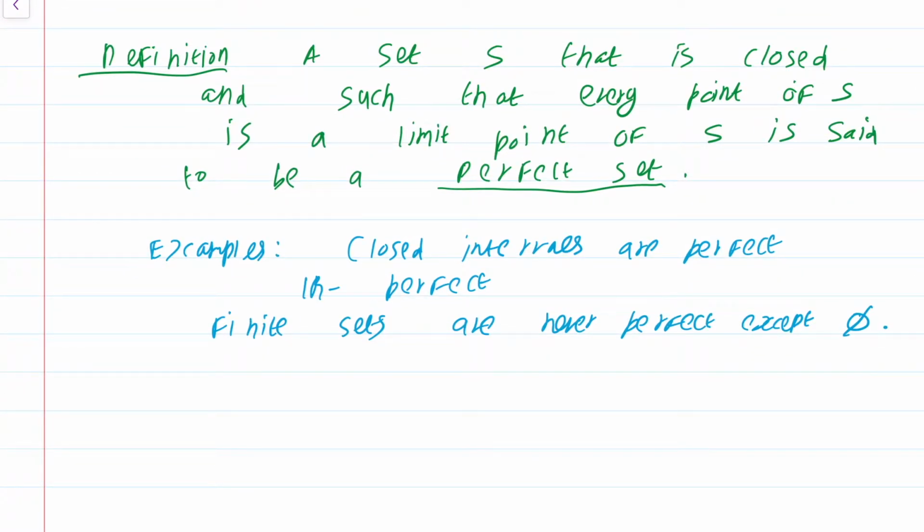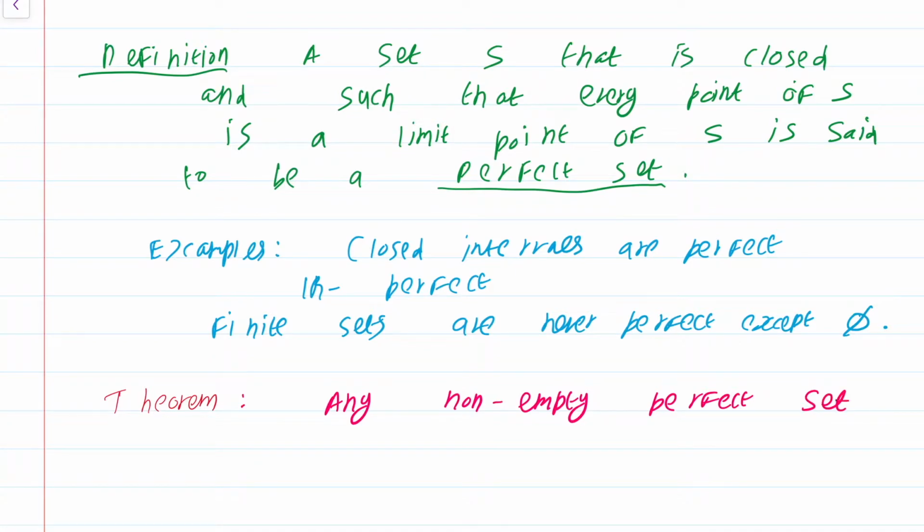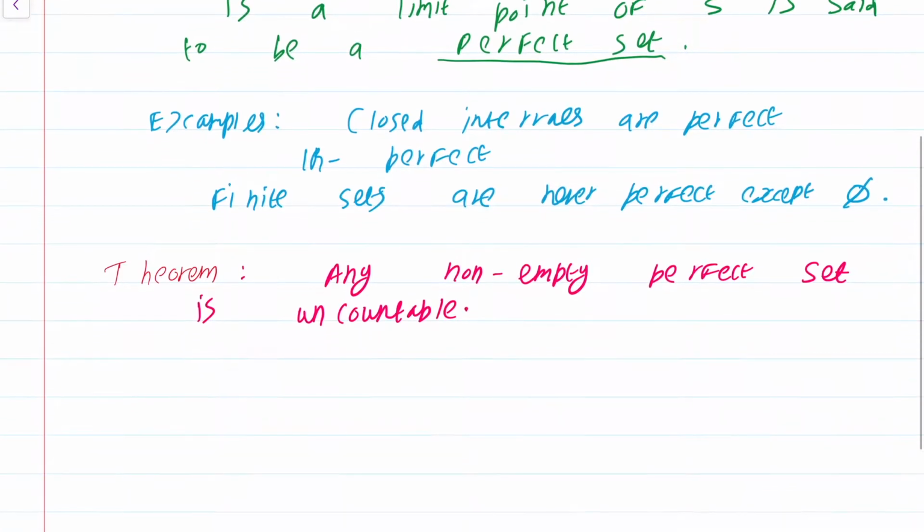Now we are going to prove that a perfect set has always got to be uncountable. This is a nice theorem that illustrates a number of things that we have been using. Theorem: any non-empty perfect set is uncountable. Let's prove this. Suppose S were countable.